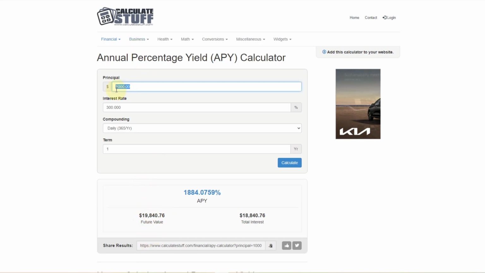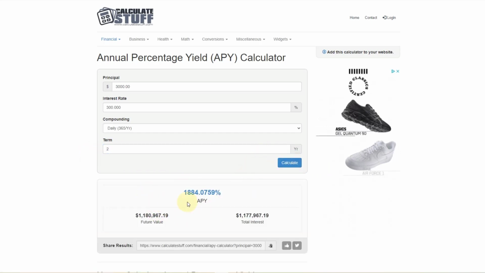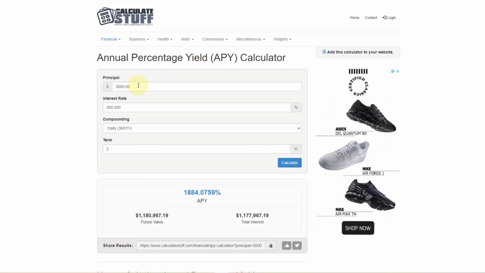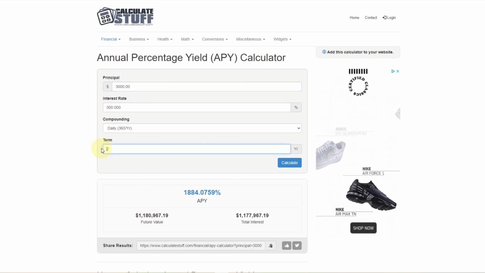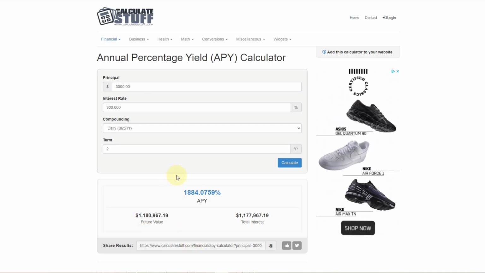And then let's just say, because I know that some people on this channel have actually invested a little bit more, let's just go with $3,000. What can you actually make out of $3,000? A whopping $60,000. And let's just say you don't go in there for 1 year, maybe you go in there for 2 years. What will that actually mean? You become a millionaire with $3,000. If you leave it in for 2 years, your future value will be over $1 million. I think that is huge.